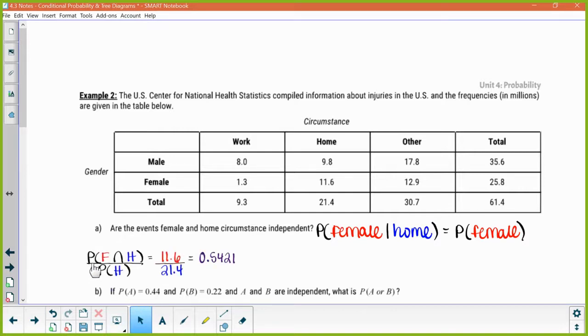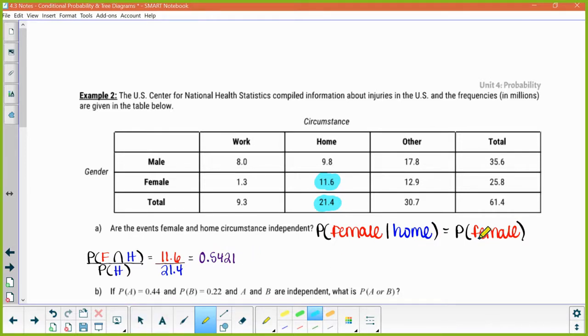So the probability of female and home over the probability of home injury is equal to, well, if I go to my table, the probability of being female and having a home injury was 11.6, and the probability of having a home injury was 21.4. So I did 11.6 over 21.4, which is equal to 0.5421.